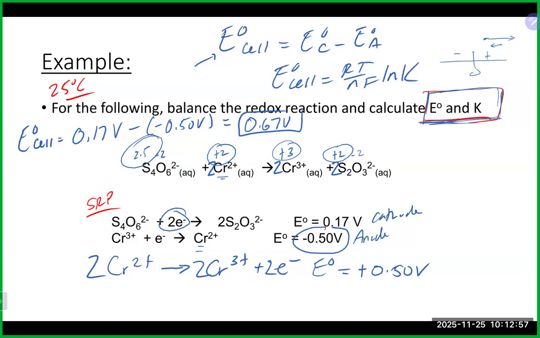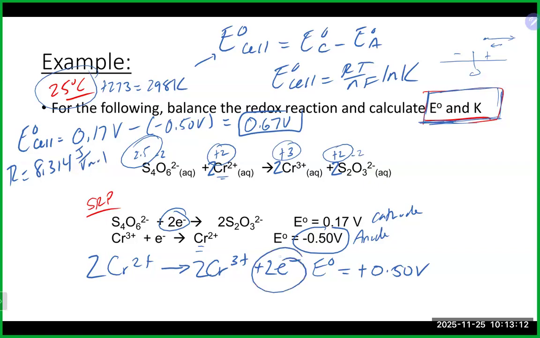All right, some of the other values: our temperature, adding our 273, gets us 298 Kelvin. R is our constant, 8.314 joules per Kelvin per mole. For n, we also want to balance the reaction, and in this case, remember, it is only 2, not 4. And Faraday's constant is 96,500 joules per volt per mole.